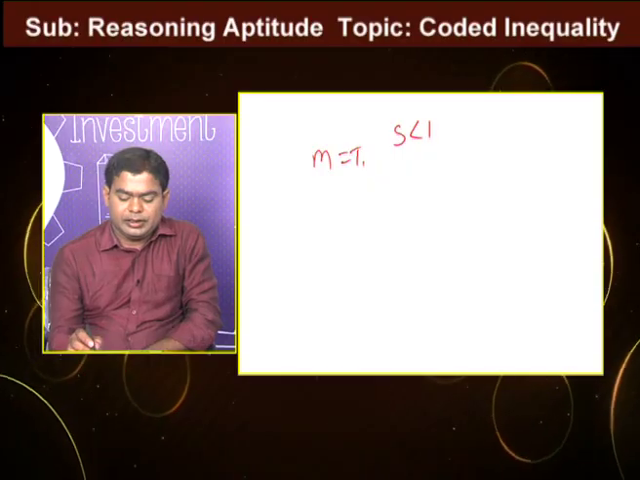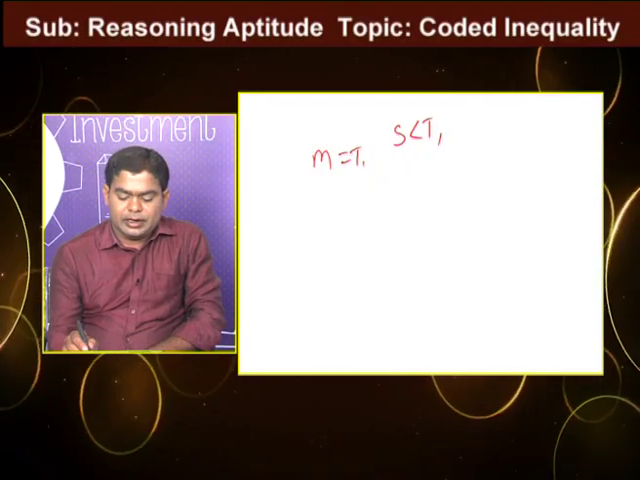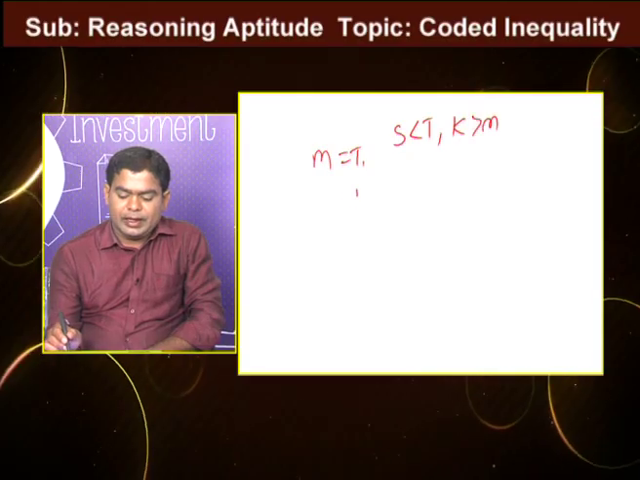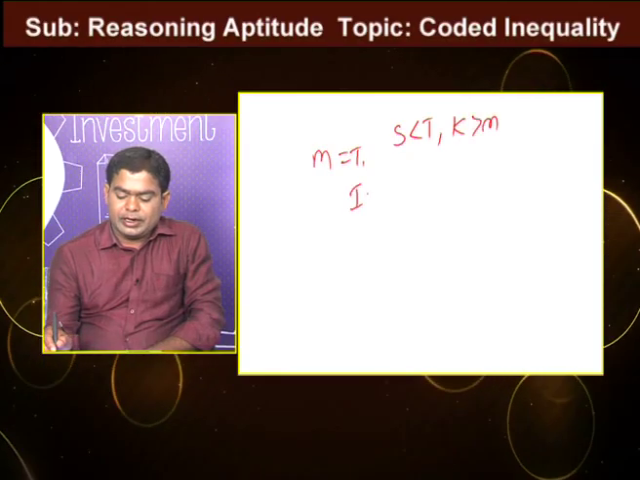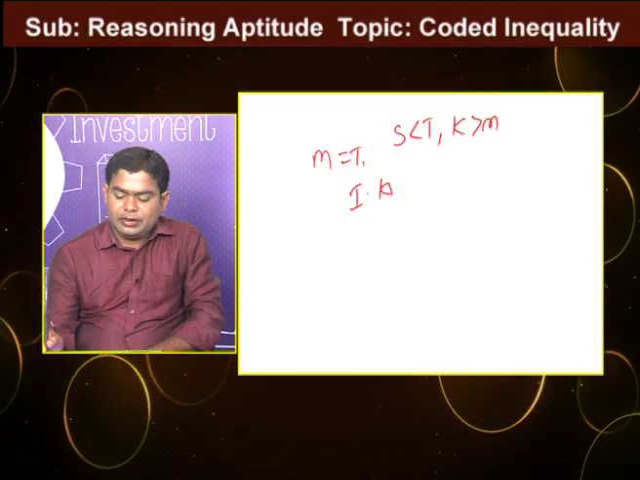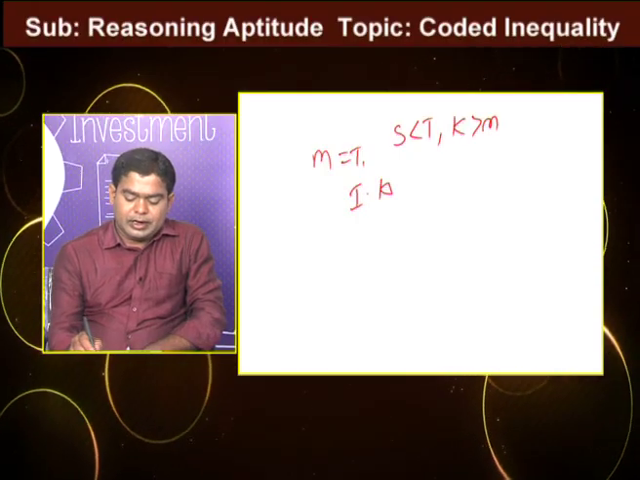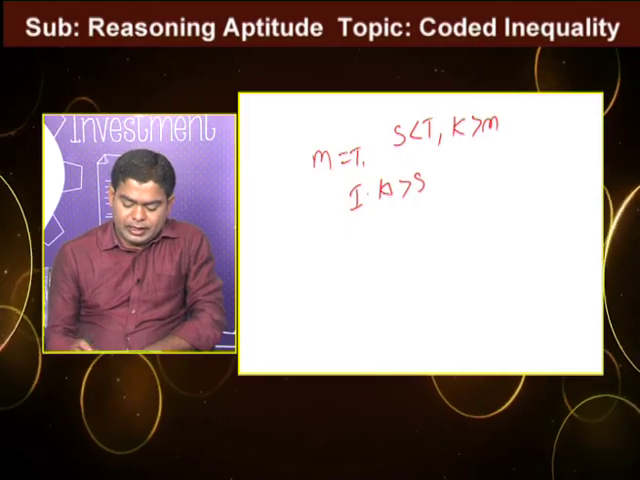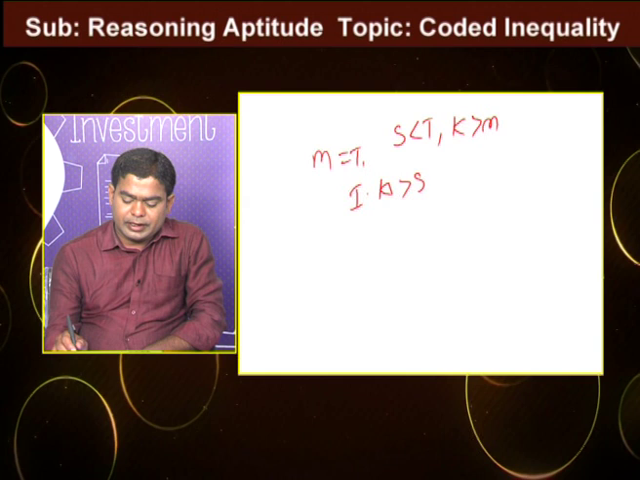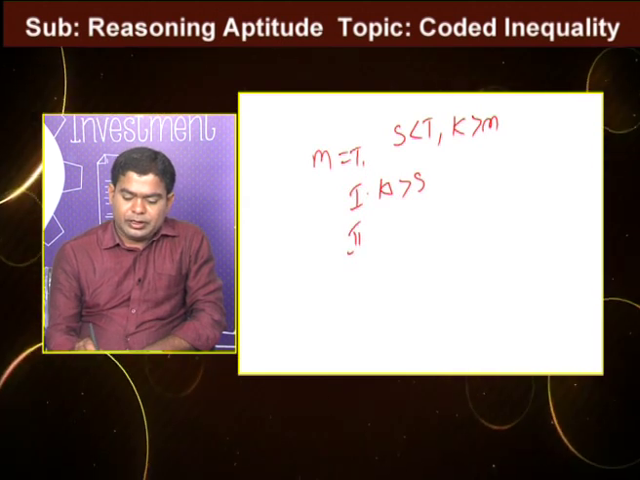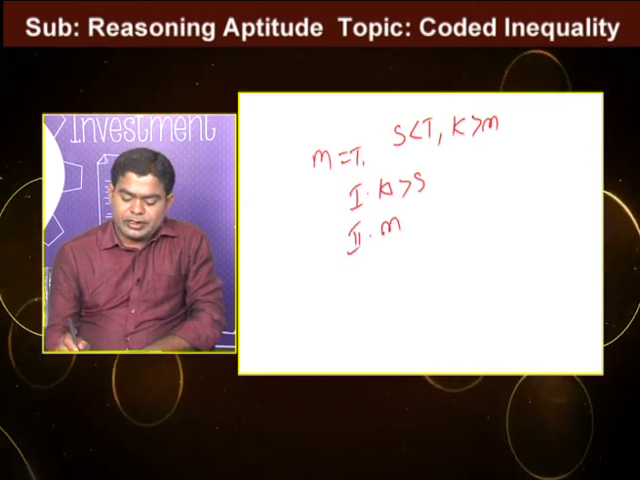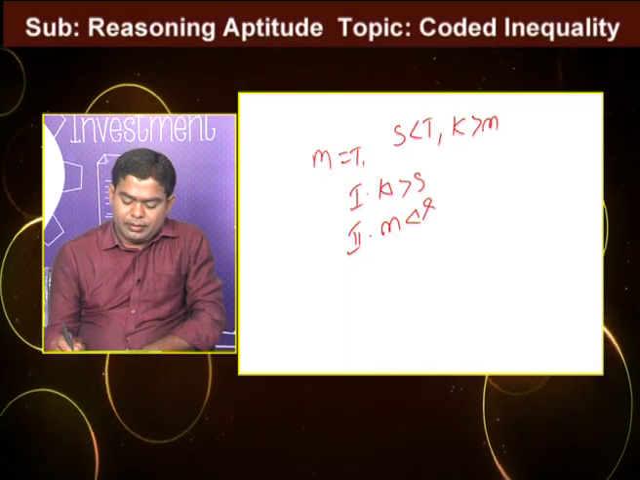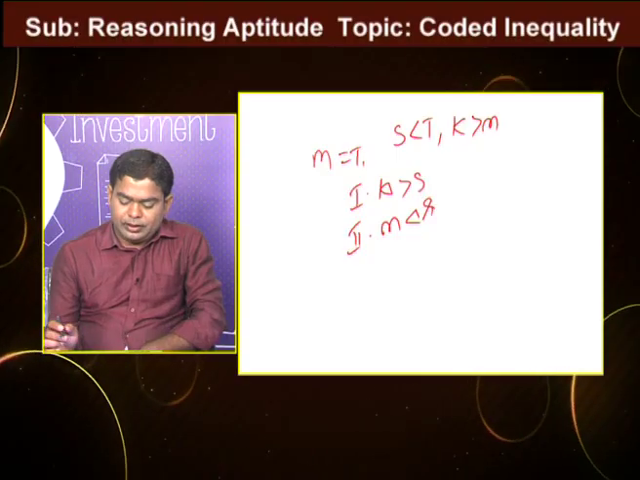Again, T is related with S. S dollar T, where dollar is denoted less than. Next, K at the rate M, where at the rate is denoted greater than. Conclusion 1 is K at the rate S, K greater than S. Conclusion 2, M dollar S, where dollar is denoted less than, so M less than S.